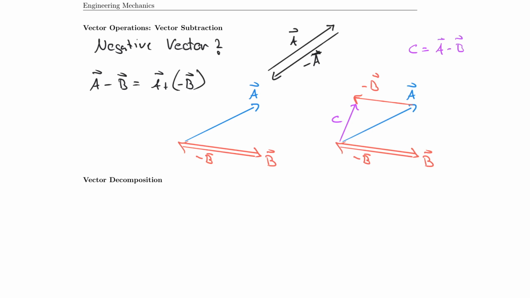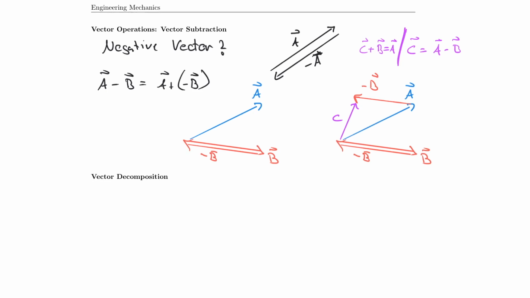But also notice that C plus B is equal to A. Of course, this is just rearranging the formula. But it can also be seen here that if you have C plus B, you end up with A, right? B would be in the opposite direction of negative B, and so therefore C plus B would be A. And that concludes vector subtraction. We should now have a good understanding conceptually of that. So let's move on to vector decomposition.